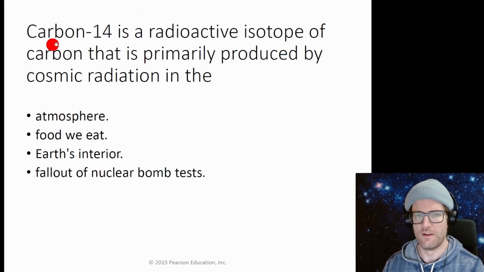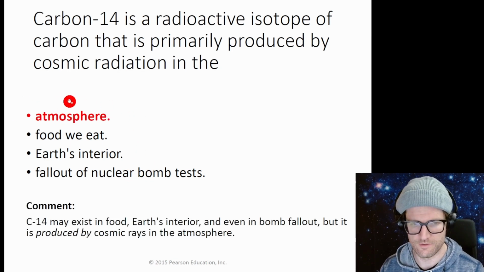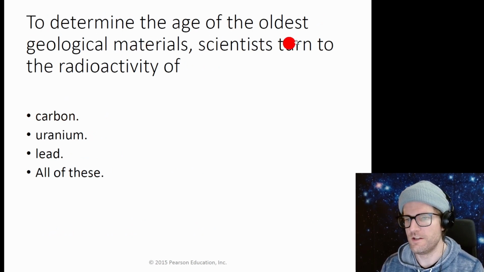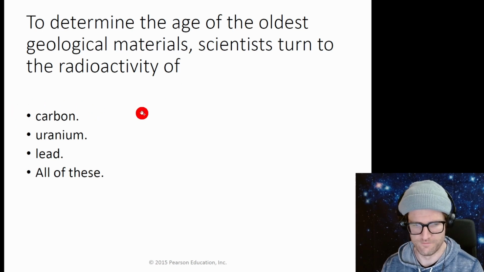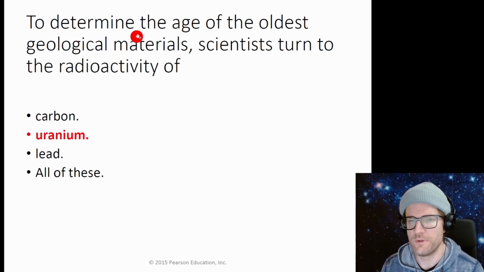Okay. Carbon-14 is a radioactive isotope of carbon that is primarily produced by cosmic radiation in the atmosphere, food we eat, Earth's interior, fallout. It's going to be atmosphere because we know those neutrons to convert it are coming from space. To determine the age of the oldest geological materials, scientists turn to the radioactivity of, what we said, carbon-14. That means billions, millions of years.